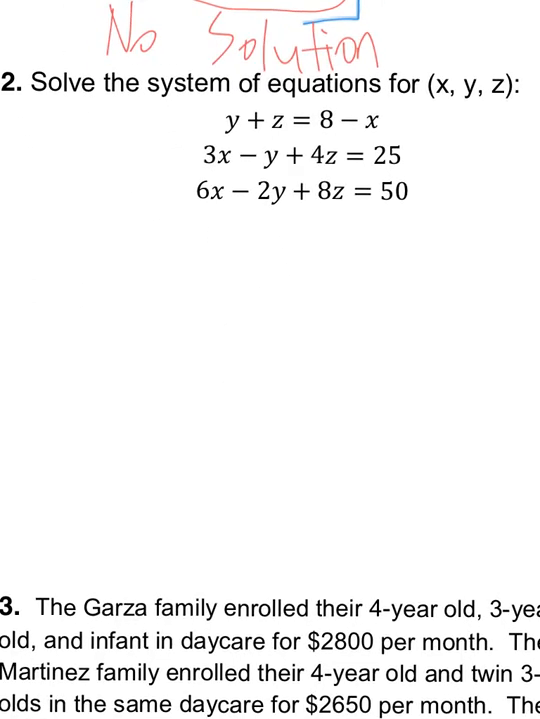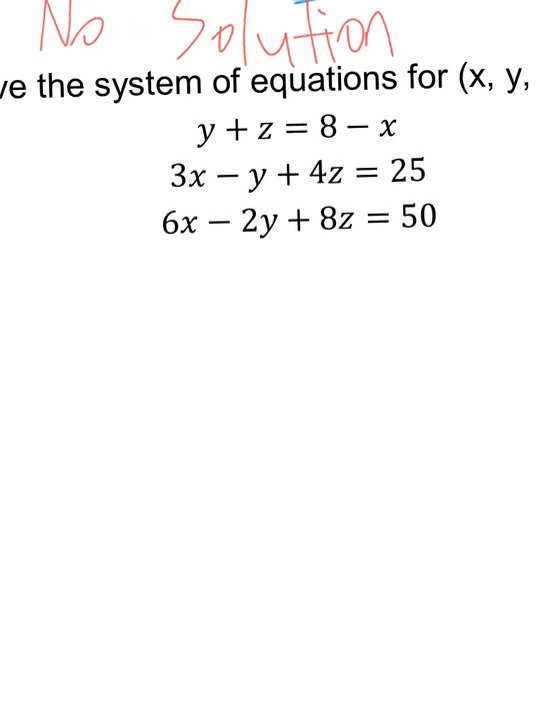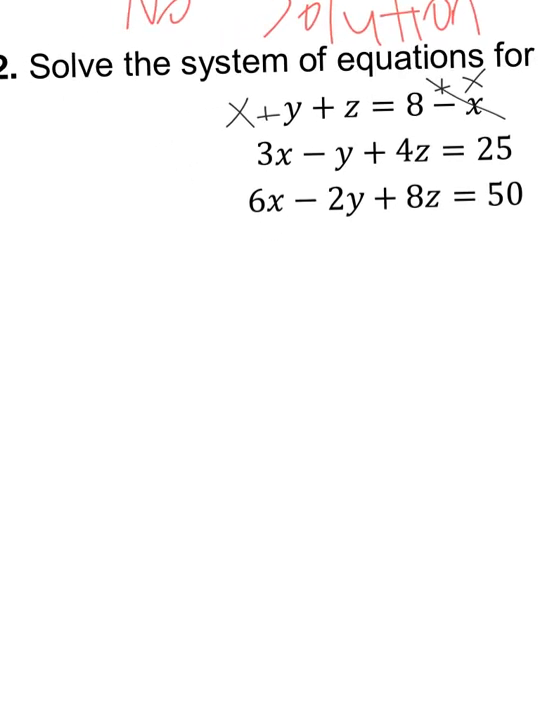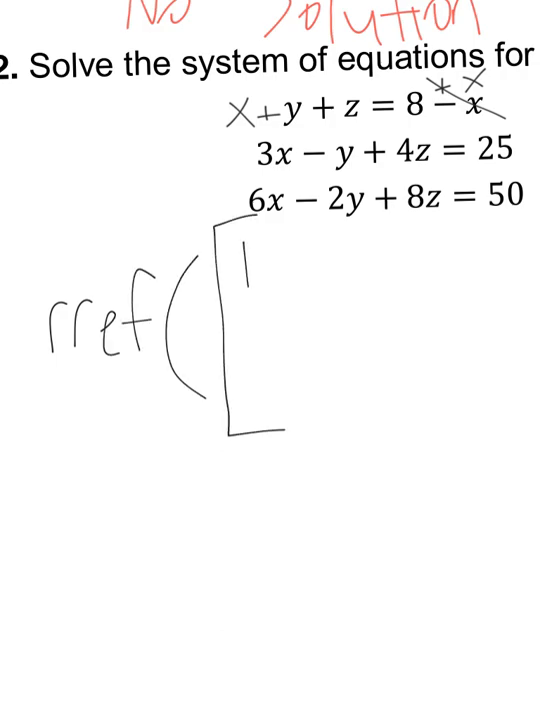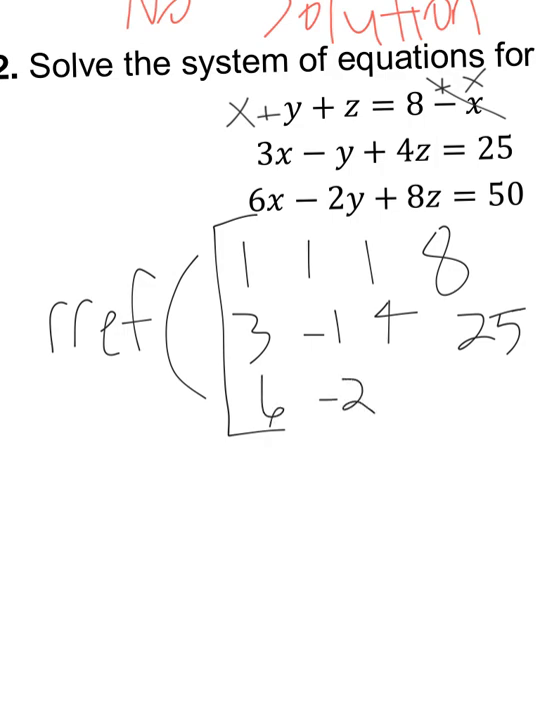The next problem, you see the top equation is not in standard form. So if I add this x over, it will be in standard form. So I'm ready to convert this to a matrix now. I'm going to write down R, R, E, F. I'll put parentheses, I'll put my bracket, and then I have 1x, 1y, 1z equals 8. I have 3x minus 1y plus 4z equals 25. I have 6x minus 2y plus 8z equals 50.